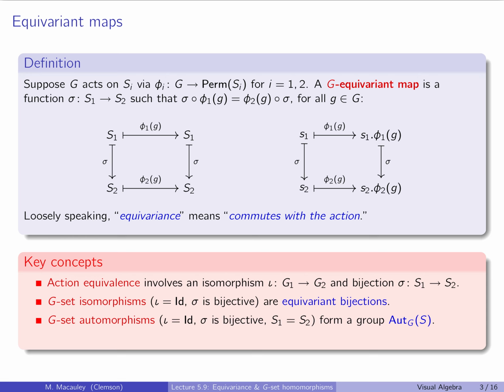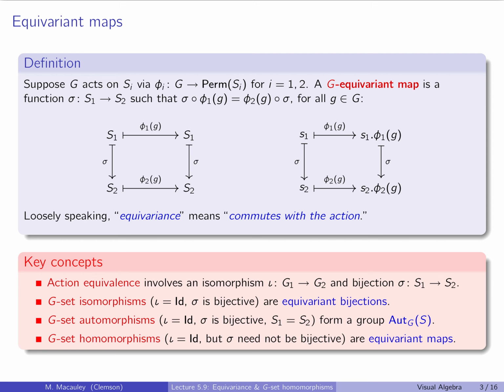G-set automorphisms also occur when the isomorphism is the identity and sigma is bijective, but now these two sets are the same. So S1 equals S2, which we'll often refer to just as S. And these form a group that we denote Aut_G of S.